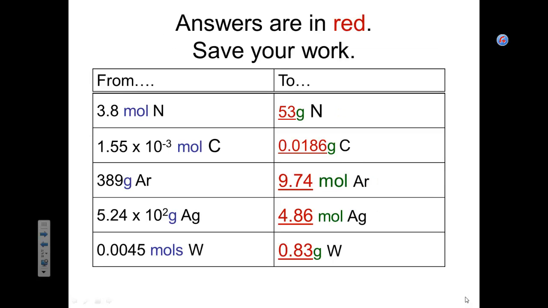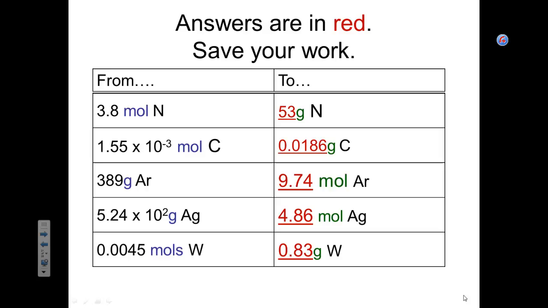So here are your answers written to the correct number of significant figures. Again, save your work. If you have questions as to why you're not getting the right answers, if that's happening to you, please bring your work in and we'll go over it and see where you might be going wrong.